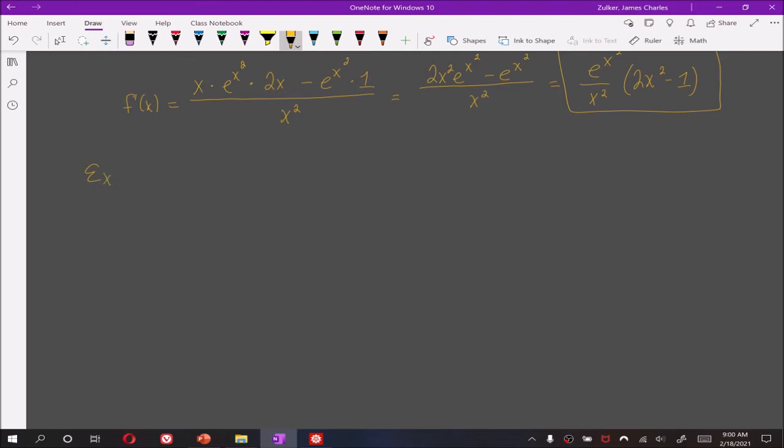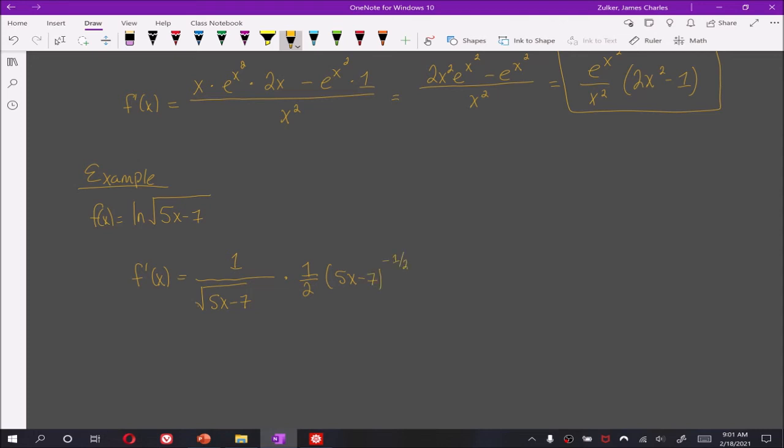For our next example, let's go ahead and consider the function f of x equals natural log of the square root of 5x minus 7. Derivative of natural log, 1 over the square root of 5x minus 7. Chain rule then says take the derivative of the square root of 5x minus 7, 1/2 times 5x minus 7 to the minus 1/2.